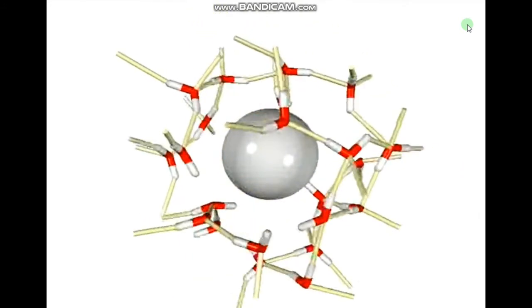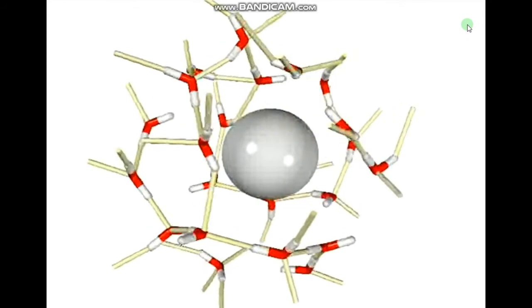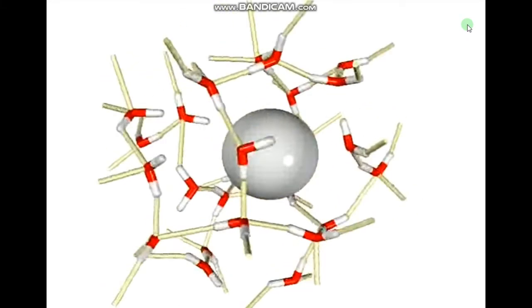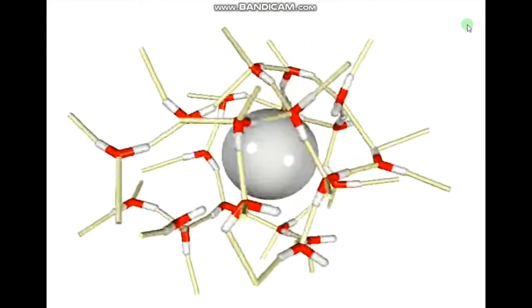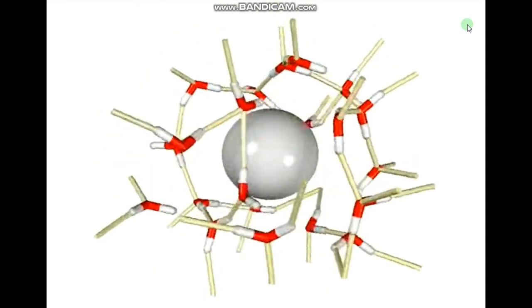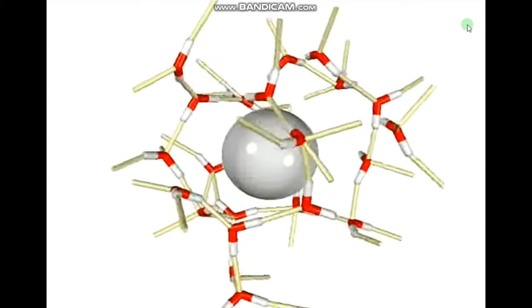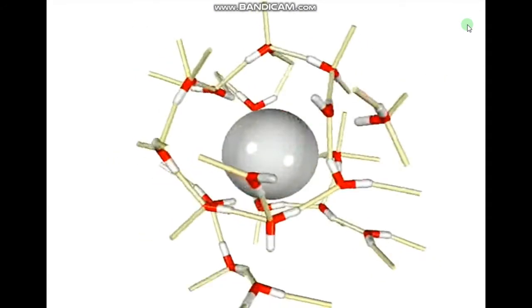So what does that mean in thermodynamic terms? Well, it means that the enthalpy change of forming this cavity to accommodate the xenon is very small, because we're still forming the same number of hydrogen bonds roughly as we did before.